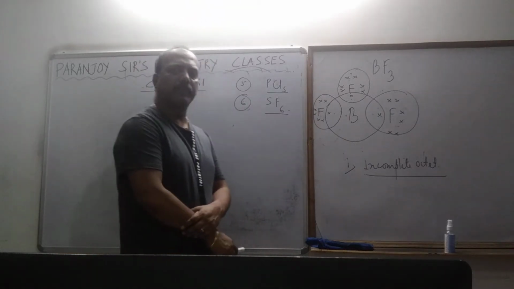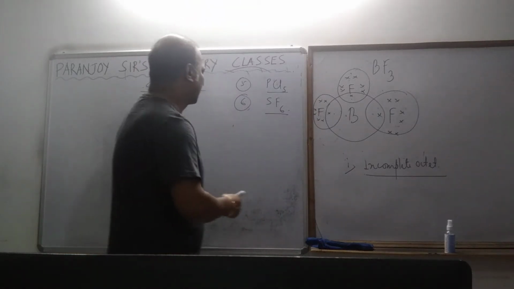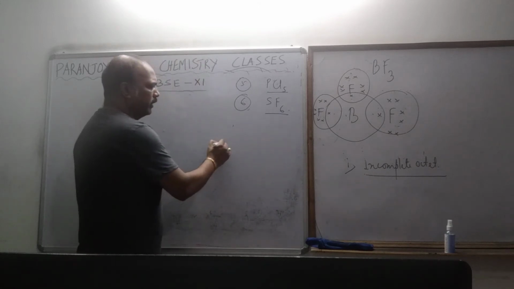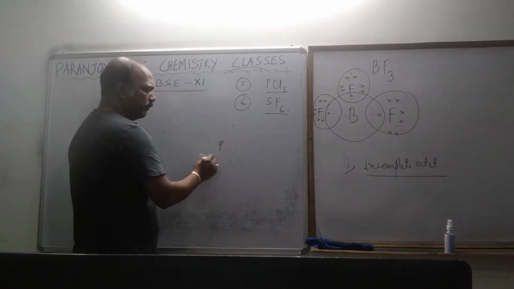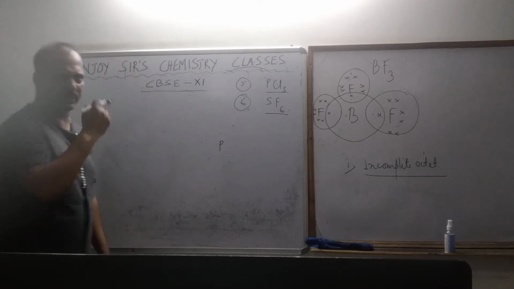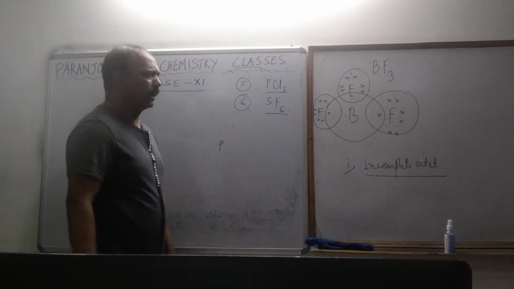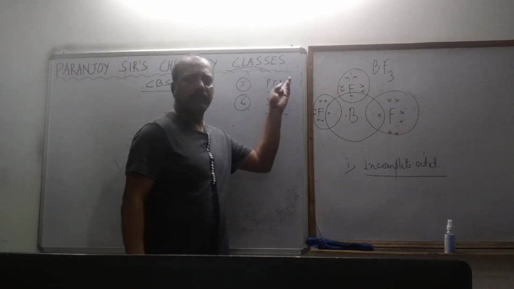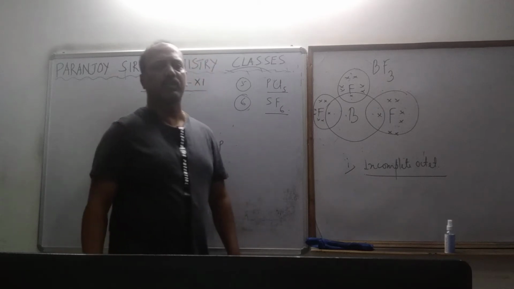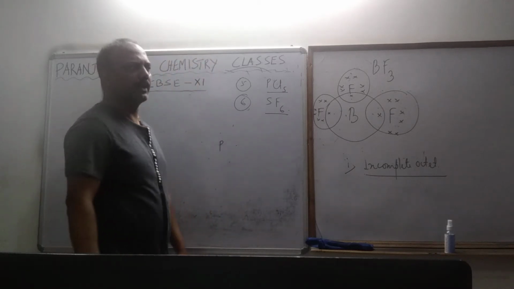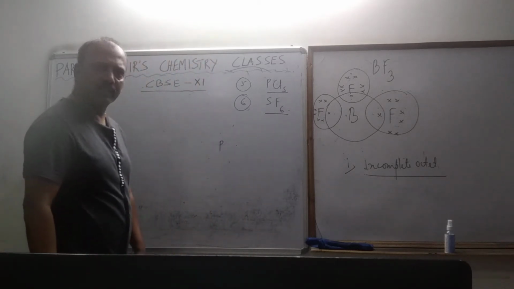PCl5. P has got 5 electrons in its valence shell. Let's draw P: 1, 2, 3, 4, 5. Just draw 5 electrons, simple. And how many chlorines are there? 5 chlorines are there. Each of them has got 7 electrons in its valence shell, right?